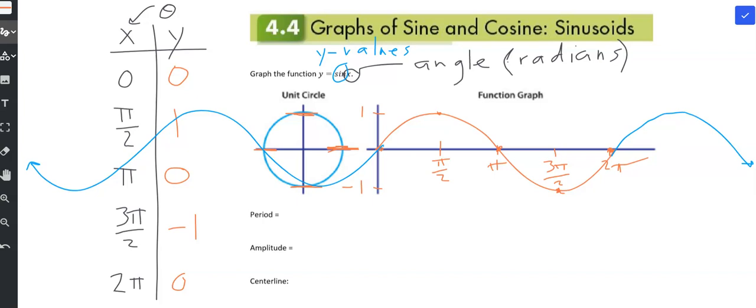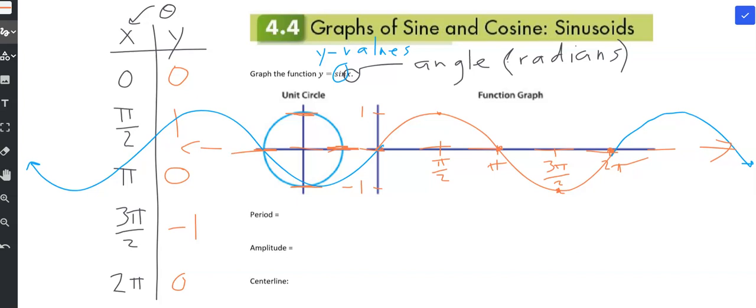Now, what is the center line of the wave? What is the line that goes right down the middle of the wave? What is the center line? Okay, you and your neighbors need to talk about the equation of that line. You got about 20 seconds. Figure it out. What's the center line of that wave?